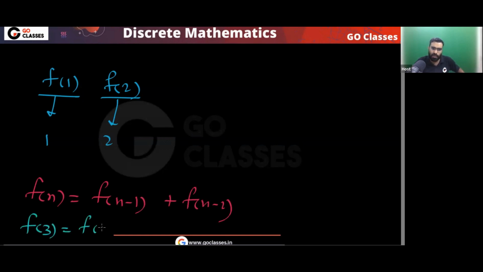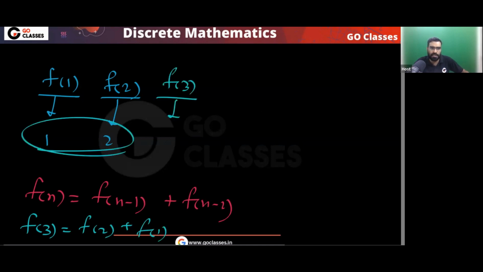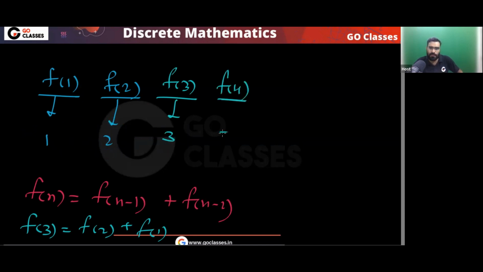F3 will be equal to F2 plus F1. So what will be F3? F3 will be F2 plus F1, that will be 3. What will be F4? F4 will be F3 plus F2. So that will be 5.